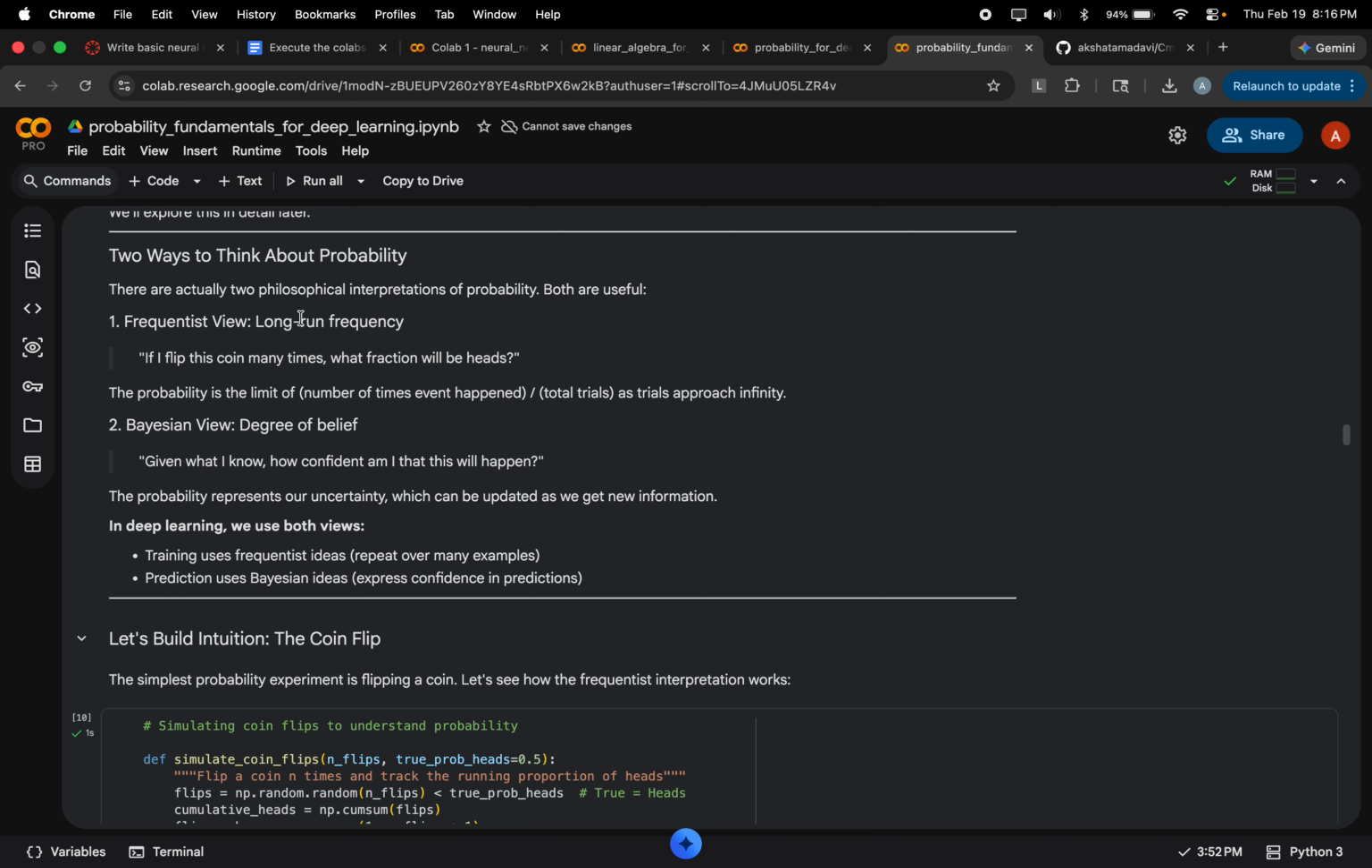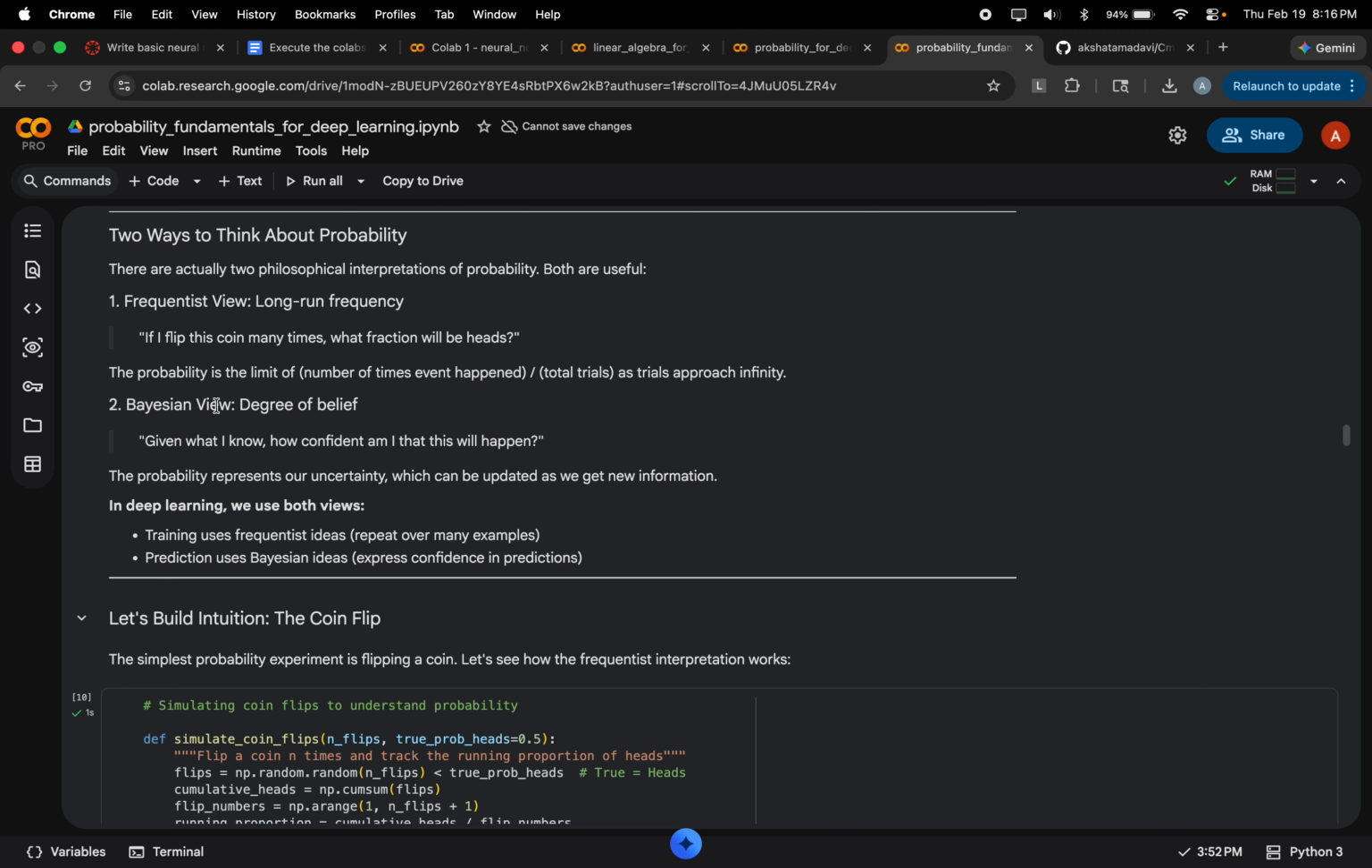So two ways to think about probabilities. There are two possible philosophical interpretations of probability, and both are equally useful. First is the frequentist view. So it's basically, if I flip this coin many times, what fraction will be heads? So the probability is the limit of the number of times the event happened divided by total trials. And the other is the Bayesian view. It's a degree of belief. Given what I know, how confident am I that this will happen?